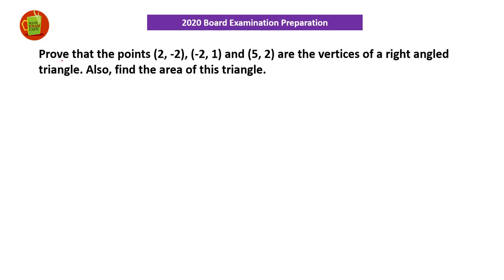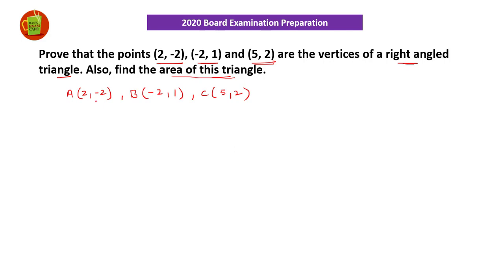Here is another question on the screen. Prove that the points (2, -2), (-2, 1) and (5, 2) are the vertices of a right angle triangle, and also find the area of this triangle. Here let A be the point with coordinates (2, -2), B is a point with coordinates (-2, 1), and C is a point with coordinates (5, 2).